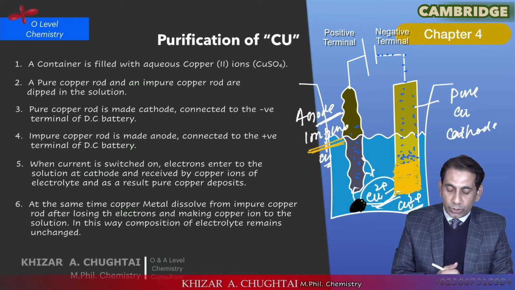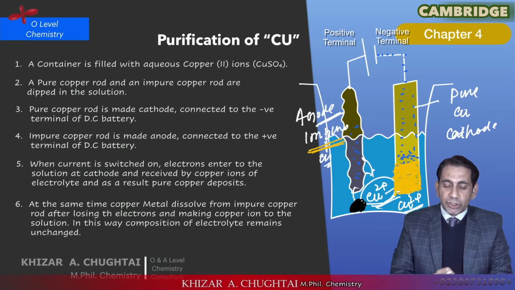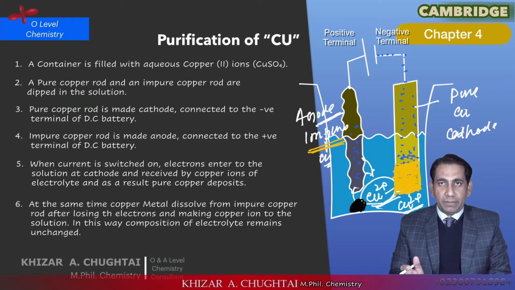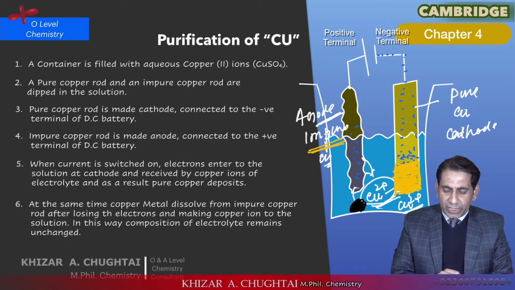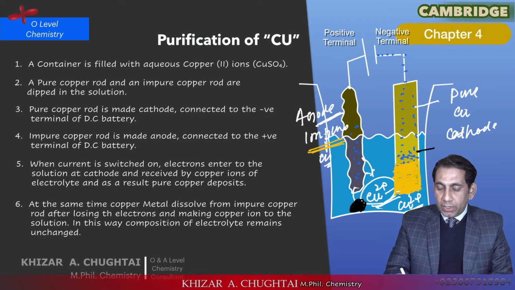Pure copper cathode. So this is the migration of copper from one terminal to the other terminal with the help of electrolysis. Now let's see what is happening on these different terminals. For example, on the cathode, the copper 2 positive ions are going to gain electrons and convert into pure copper solid.